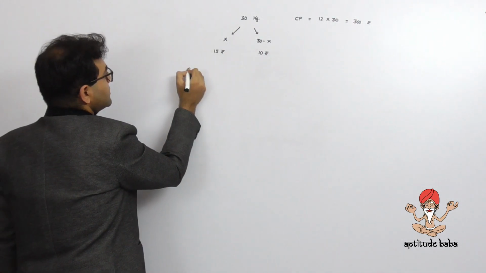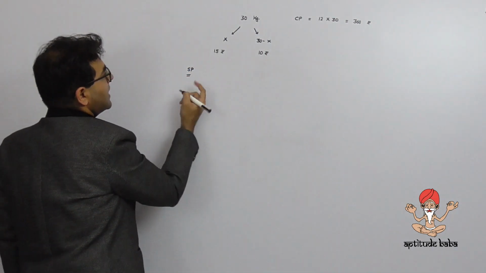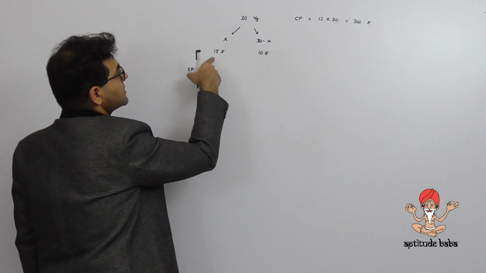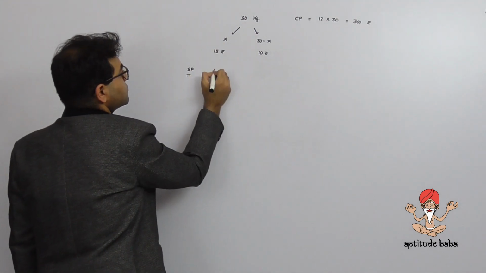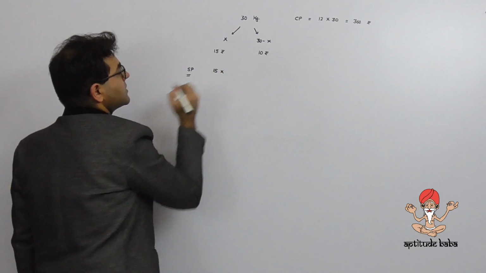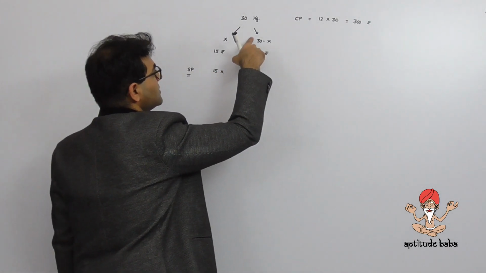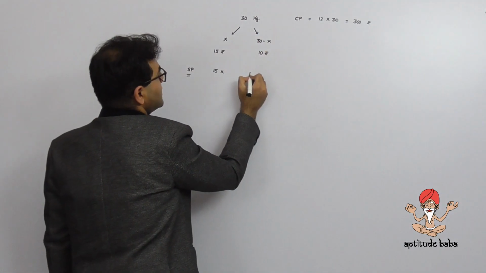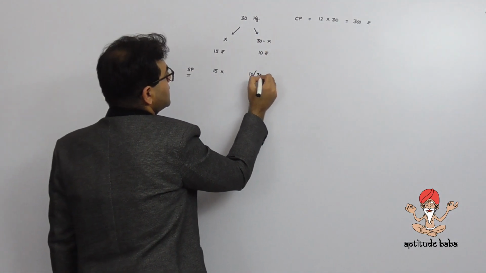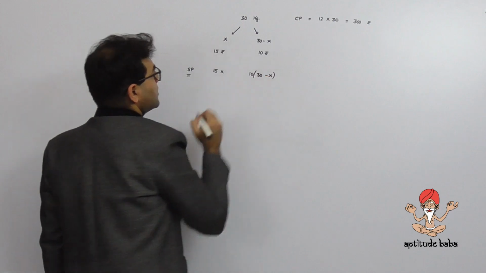Let's create an equation in terms of selling price. कैन आई से 15 रुपए पर केजी के हिसाब से अगर उसने x kg बेचा है तो उसका जो टोटल सेलिंग प्राइस है वो 15x हो जाएगा और 10 रुपए के हिसाब से उसने जो 30 माइनस x kg बेचा है वो उसका सेलिंग प्राइस 10 into 30 minus x बना देगा.